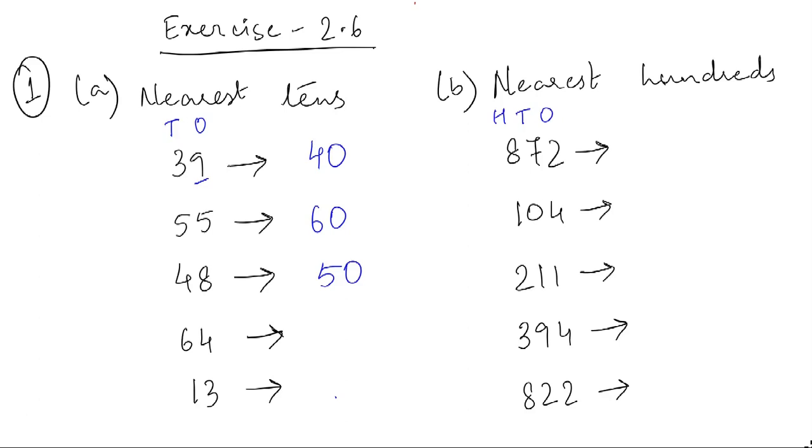But the next number is 64. In the ones place we have 4. 4 is less than 5. So whenever there is a number which is less than 5 in the ones place, no need to add anything in the tens place. We will simply write this number as it is. 6 will come here in the tens place and the ones place will become 0. So 64 after rounding off becomes 60. Similarly, 13 after rounding off will become 10.